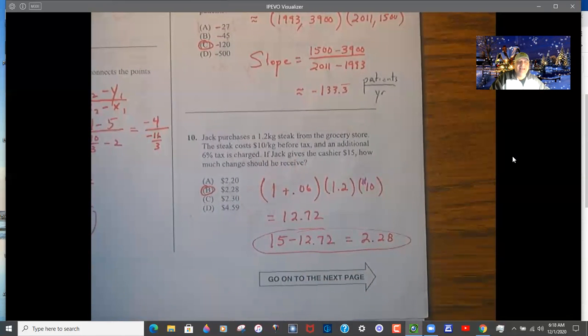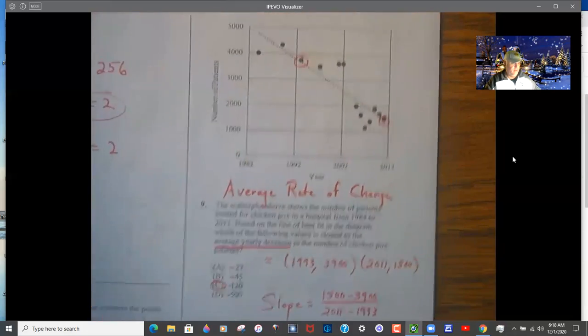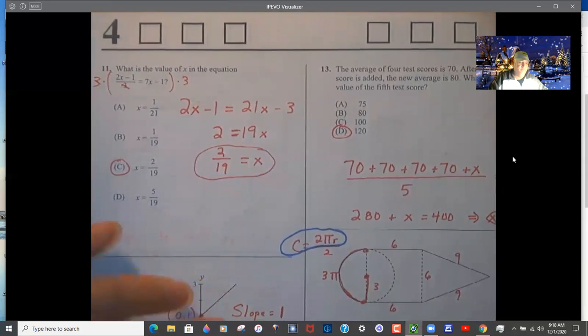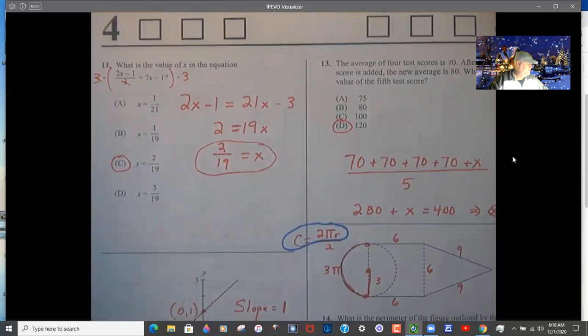So again, here's the tax. So that's 1.06 multiplied by the value. And that is the first 10 on the calculator part of the first practice test for assignment number 6.